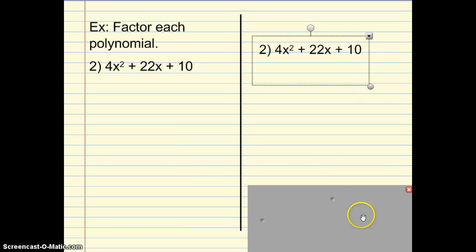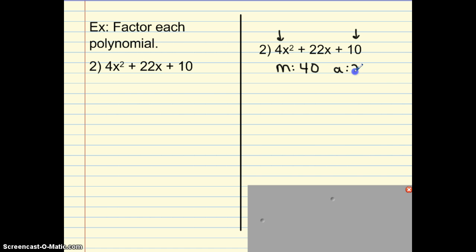And our next example, this is going to look a little bit different. We're going to factor each polynomial. We have an ax squared plus bx plus c. And the first thing that we're going to do when we look at this is, again, find things that multiply, but we're going to do 4 times 10, so we're looking for things that multiply to 40, and they need to add to 22.